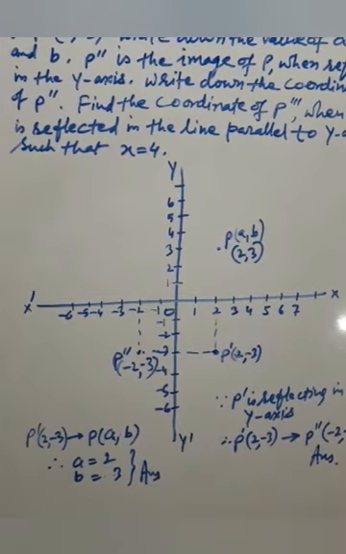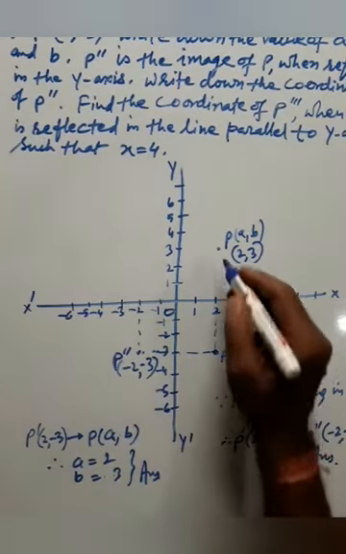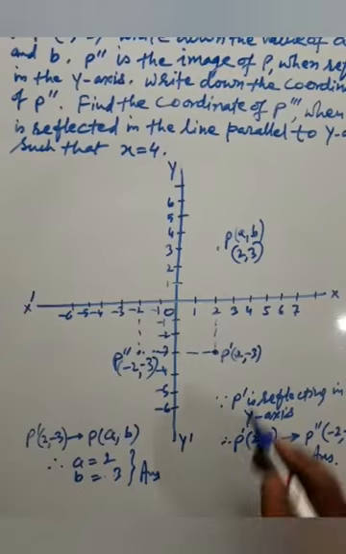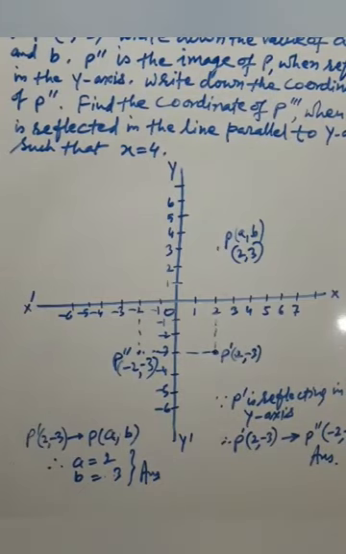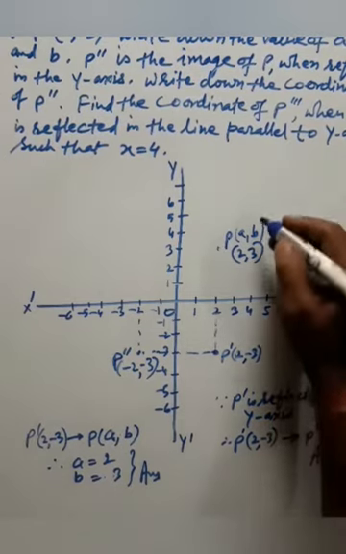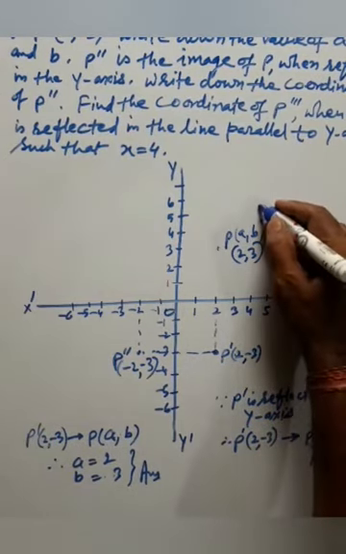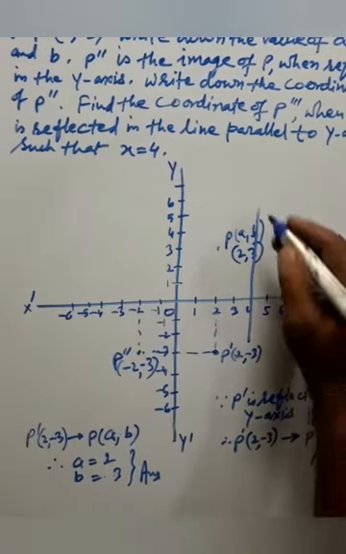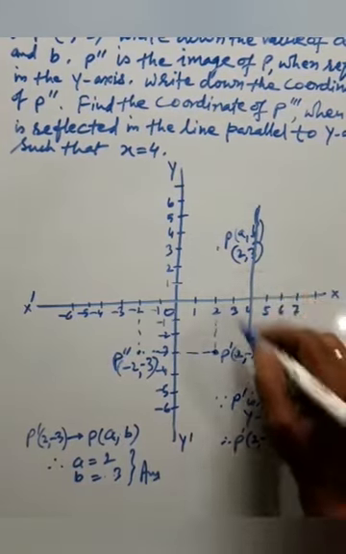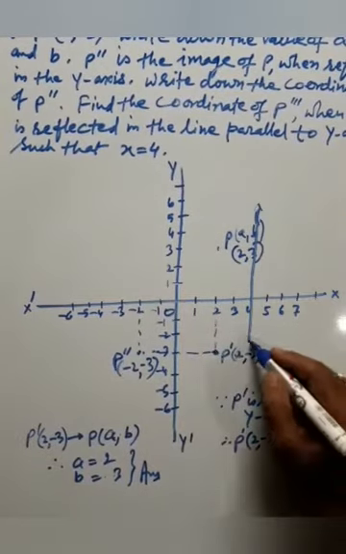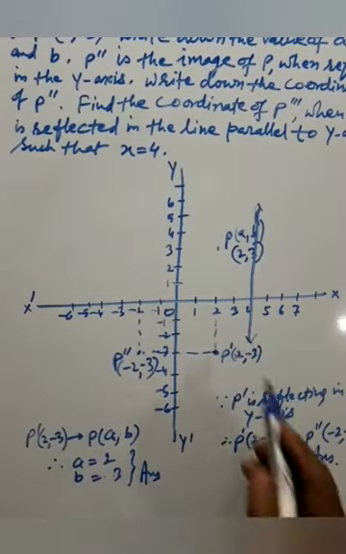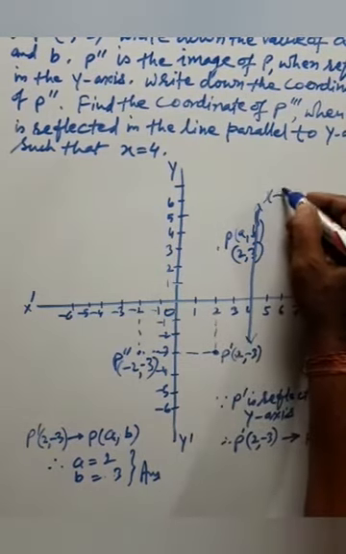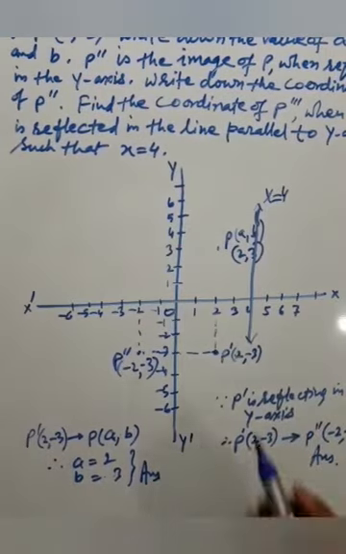Now you have to reflect P again in x equal to 4. You see, x equal to 4. What is x equal to 4? X equal to 4 means you draw a line from here, passing through x equal to 4. Draw a line parallel to y-axis. Okay. Now you see, you have to find the image of P again in x equal to 4. This is x equal to 4. So P is here.